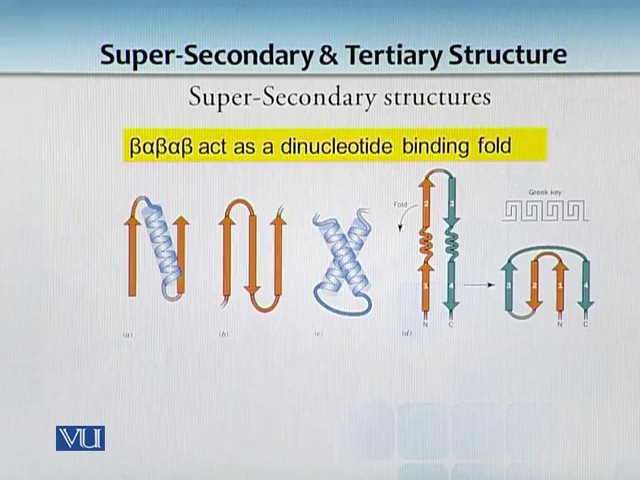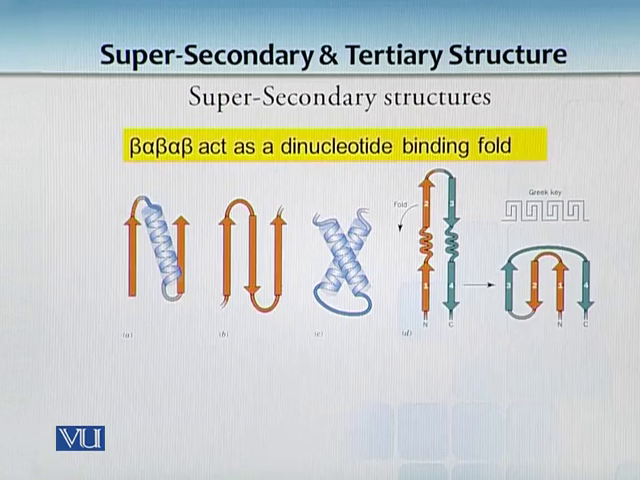Let me give you an example to clarify my point. For example, the first image you are watching here on the left hand side is beta alpha beta alpha beta. Why is it important? It acts as a dinucleotide binding fold. So for example, if you want to design a protein which binds to DNA, then you will incorporate a beta alpha beta fold so that your protein can bind to a DNA structure.